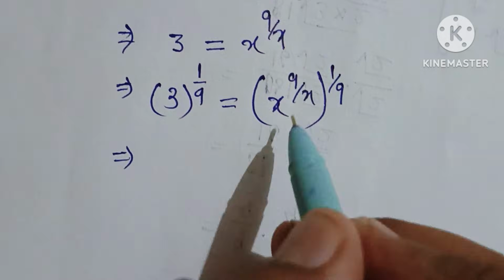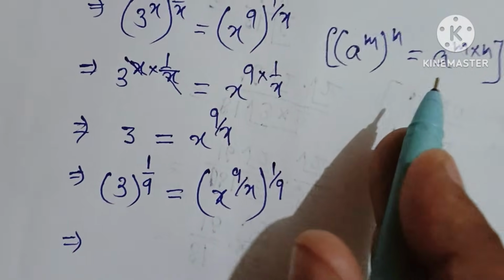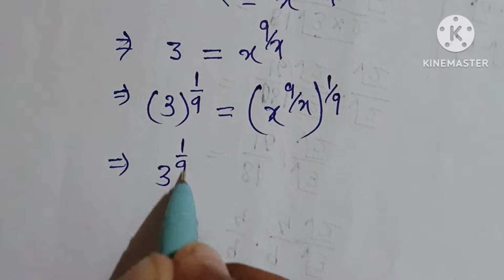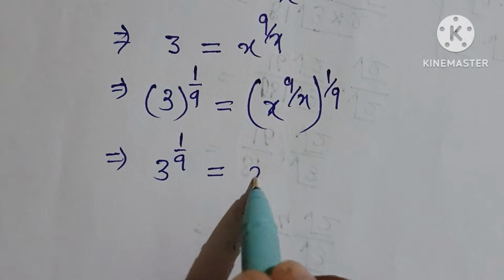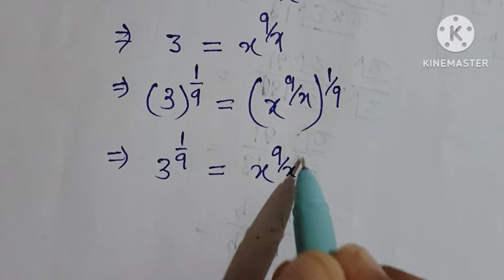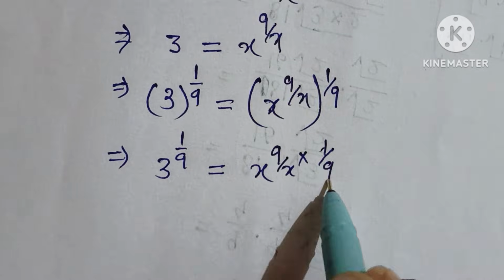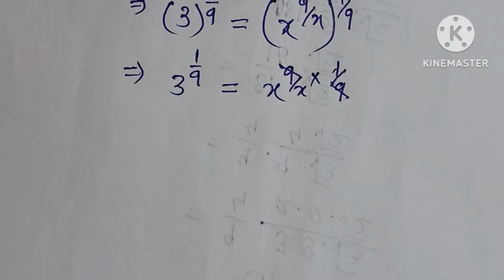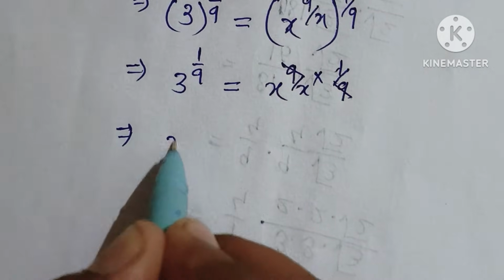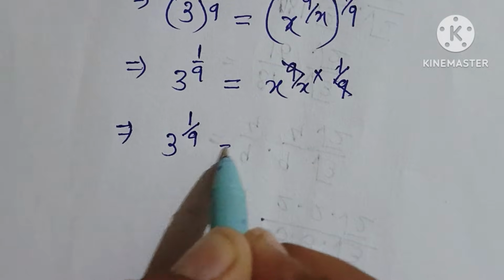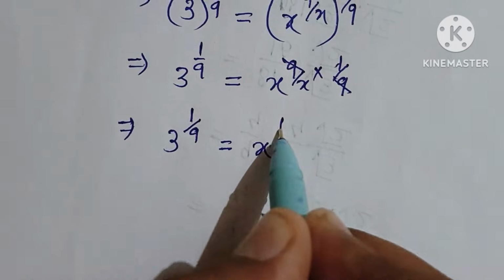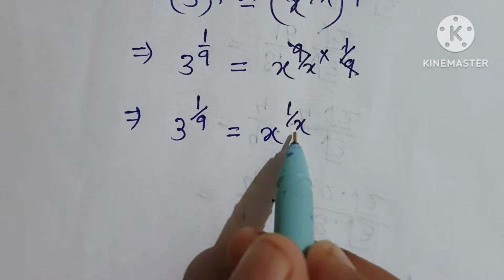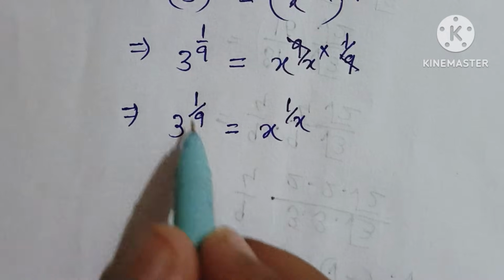Here also we will apply this formula. So 3 raised to the power 1 by 9 equal to x raised to the power 9 by x into 1 by 9. So here 9 will be cancelled. What we get here then? 3 raised to the power 1 by 9 equal to x raised to the power 1 by x. Here 1 by 9 and here 1 by x. So here x reciprocal is 1 by x, but here it is not.